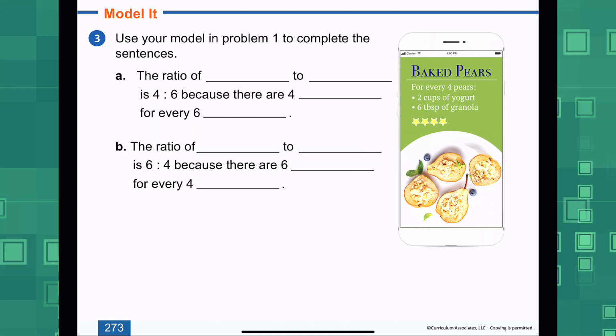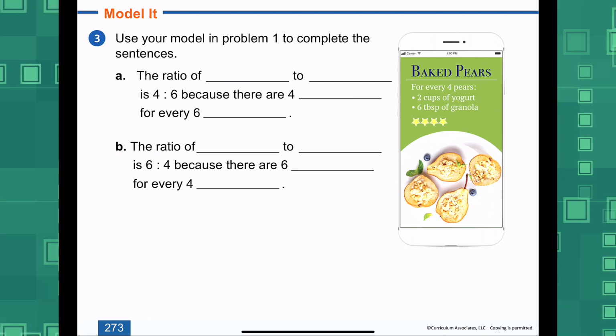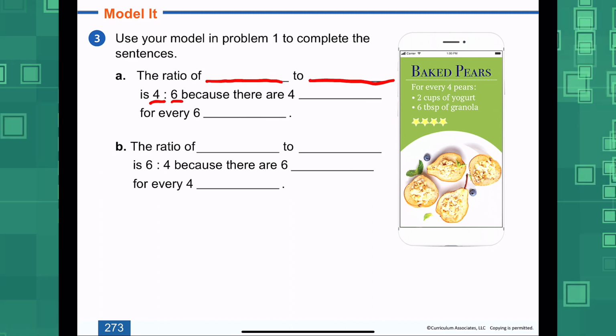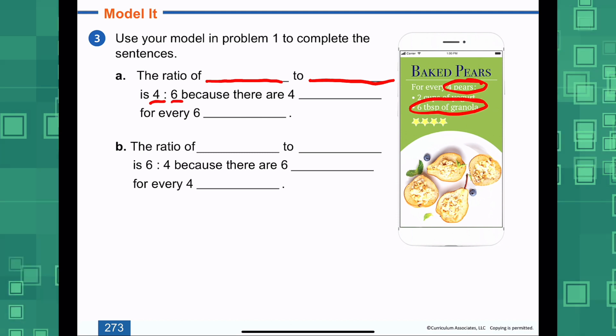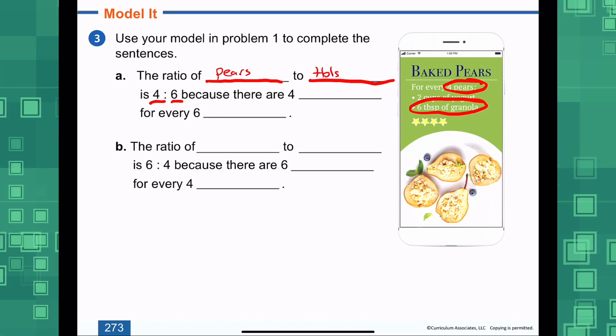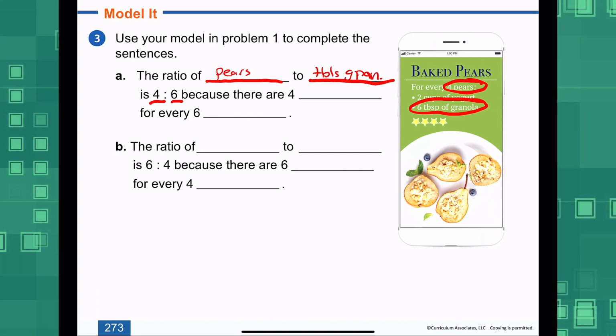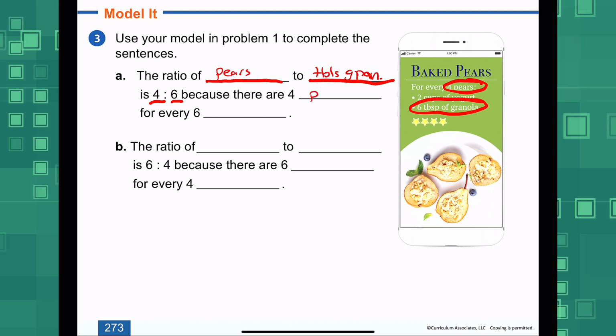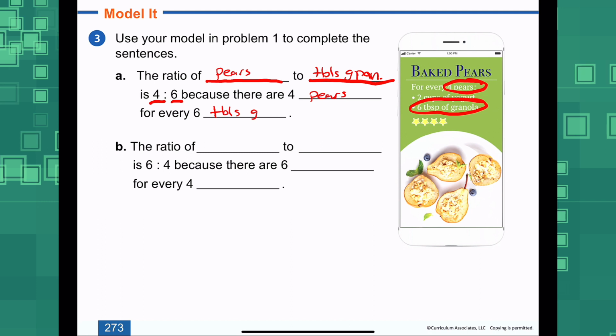Number 3 here, we're going to be using that same model in problem 1 to complete these sentences. So the ratio of blank to blank is 4 to 6. Well, what is 4 to 6? Well, we've got 4 pears to 6 tablespoons of granola. So that's going to be pears to tablespoons of granola. I'm going to abbreviate that. And then because there are 4 pears to 6 tablespoons of granola.